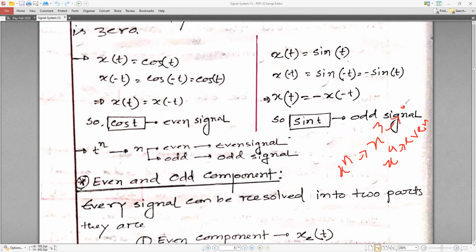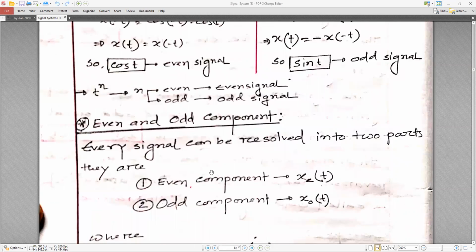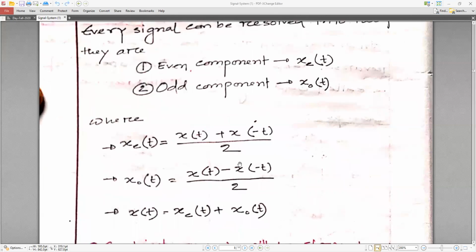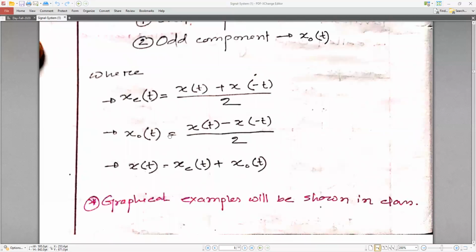Even and odd signal: the even component x_e(t) and the odd component x_o(t). Here are the equations you can use in the math. x(t) plus x(-t), divided by 2, is the even signal, and x(t) minus x(-t), divided by 2, is the odd signal. Now sum up both, then you will get the total signal, which is the summation of the even and odd signals.